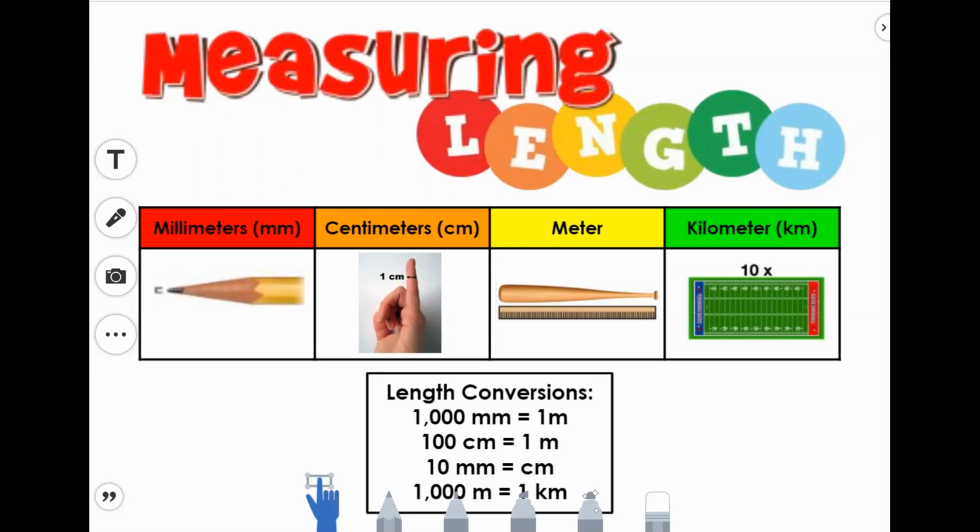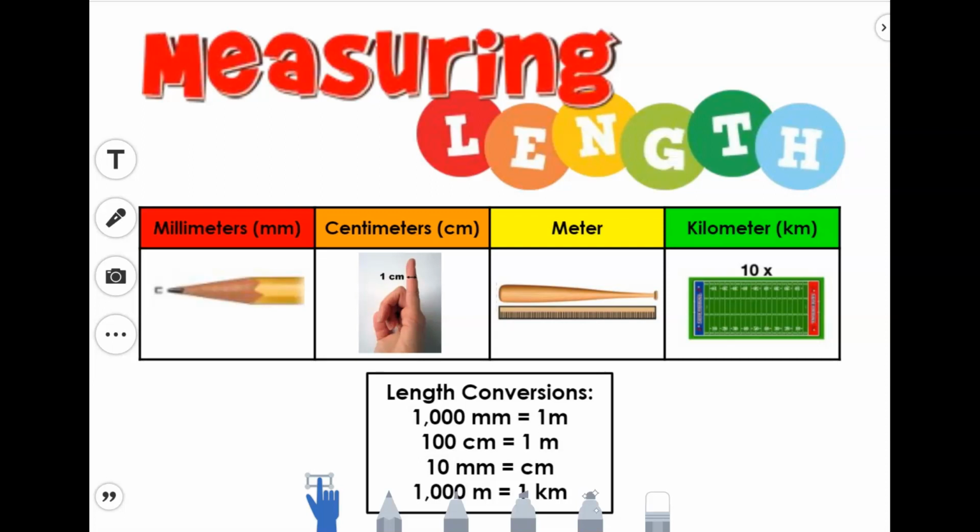Remember from 2 lessons ago, milli was a prefix that we used to help us remember 1,000. Centi was a prefix that we used to help us remember 100, like in the word century, or 100 cents in a dollar.